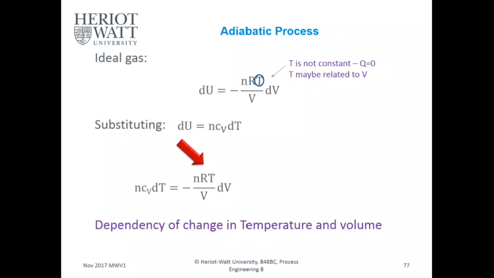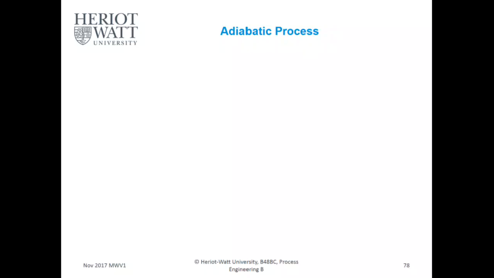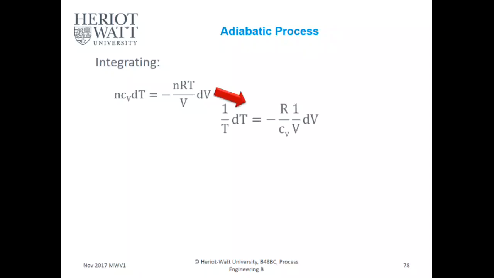And dependency of change in temperature. So this is your dependency of change in volume and temperature. You have both sides. You can only calculate one at a time. But if you put them both in, because energy cannot be created or destroyed, you can actually balance that equation. If you integrate this and put all your terms on one side, so 1 over T dT equals minus R over Cv, 1 over V dV.